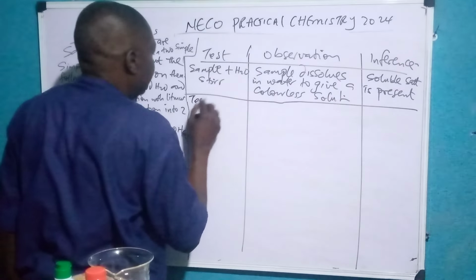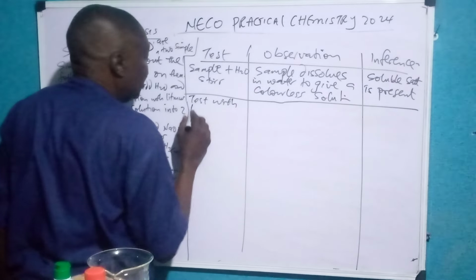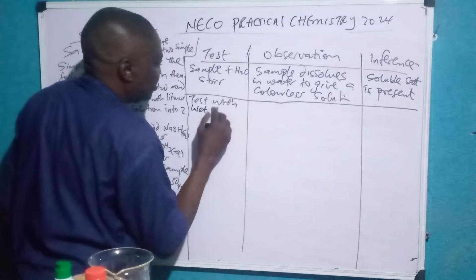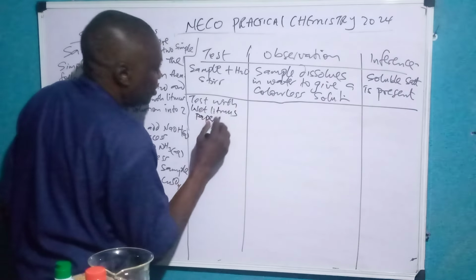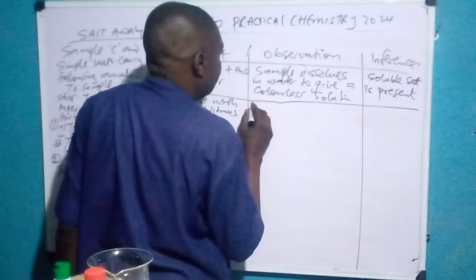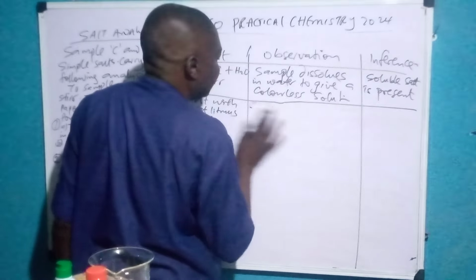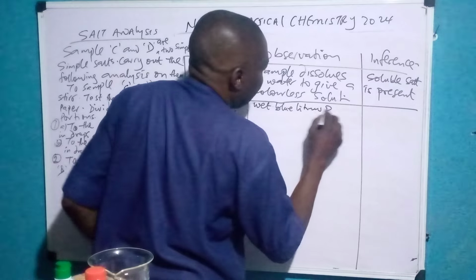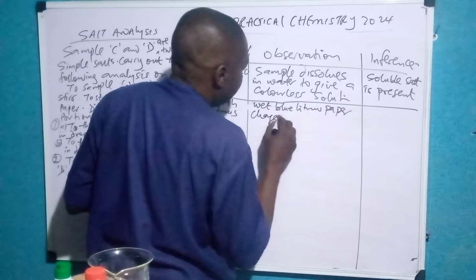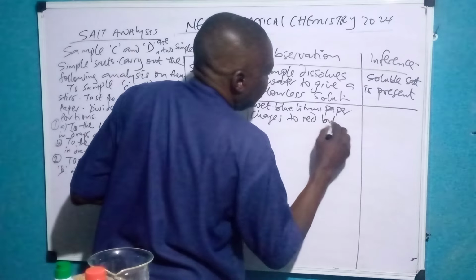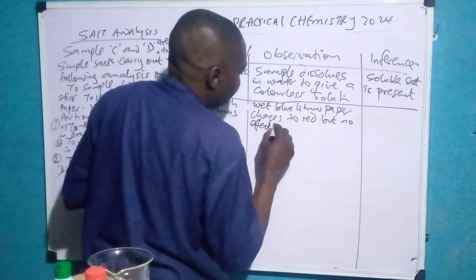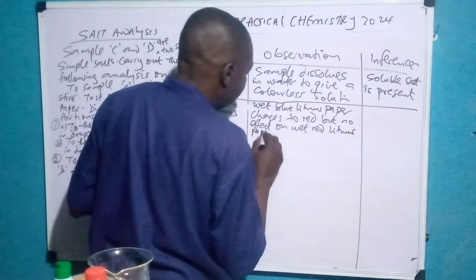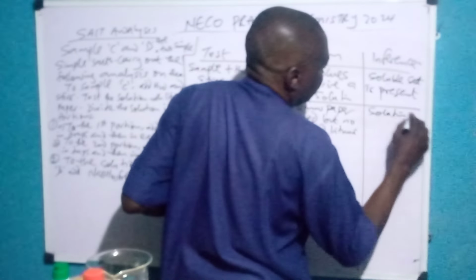You say test with litmus paper. You may forget to write wet or damp, so you can put wet here. Wet litmus paper. You must use the two types. Change or no change, just be specific. Wet blue litmus paper changes to red, but no effect on wet red litmus paper. You say solution is acidic.